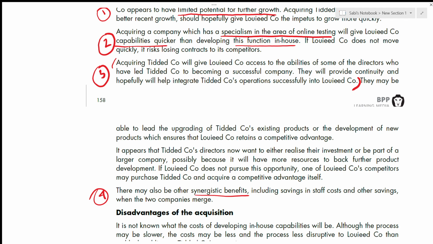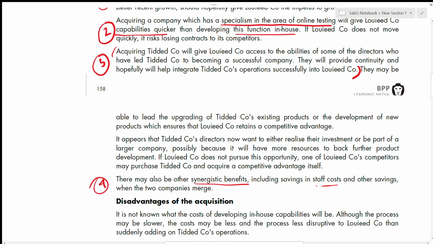Stick with that. What are the synergistic benefits? Including savings in staff cost. Of course, staff cost will be saved because they're in the same line of business, so they might have the same knowledge and the same skills. So one staff member can be used for both. You don't need two separate staff. Other savings arise when two companies merge. This you don't have to write if you're writing the other three. So out of these four, you can write any three.